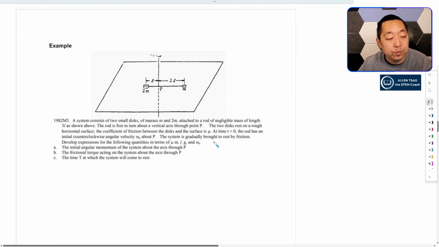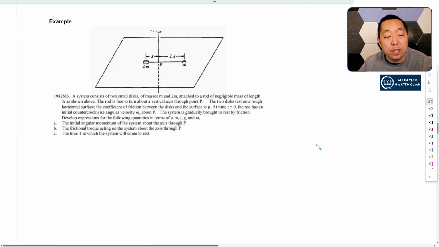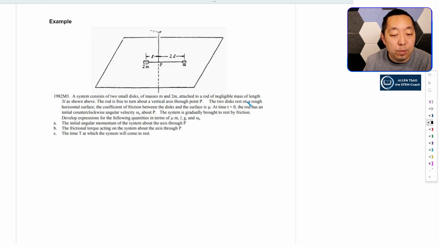All right. Let's kind of put it together, and let's do a problem where we are doing angular impulse in its entirety. I know this is a longer lesson, but let's go ahead and put it all together here. So a system consists of two small disks, masses m and 2m, attached to a rod of negligible mass of length 3L as shown. The rod is free to turn about the vertical axis through point P. The two disks are at rest on a rough horizontal surface. The coefficient of friction is mu. At t equals 0, the rod has an initial counterclockwise angular velocity omega naught. So it has an omega naught this way. That gradually is brought to rest by friction.